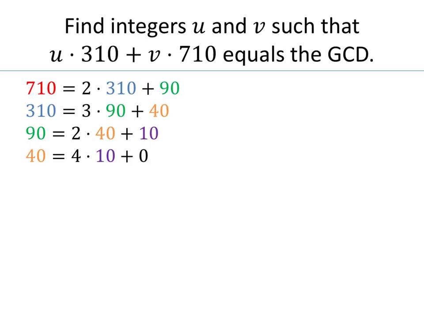So what is Bézout's identity? Well, notice at the top of the screen now the problem has changed. Now we want to find integers u and v such that u times 310 plus v times 710 equals the GCD. And those are the coefficients that are guaranteed to exist by Bézout's identity. So Bézout's identity says that we will always be able to find numbers like that. If I replaced 310 and 710 with two completely different numbers, I would still be able to find integers u and v such that u times the first number plus v times the second number equals the GCD of those two numbers. And the way that I do that is by starting with the equations that I get from finding the GCD in the first place.